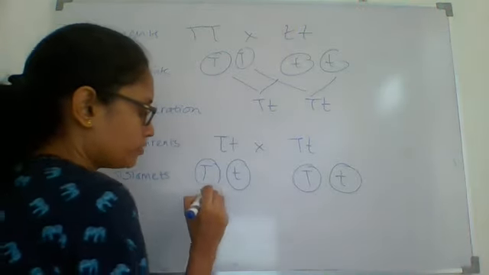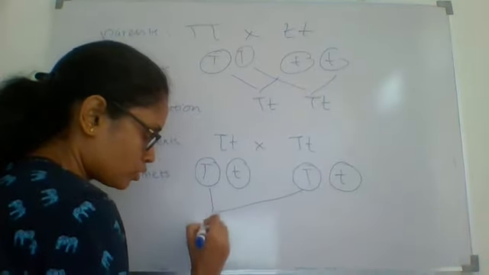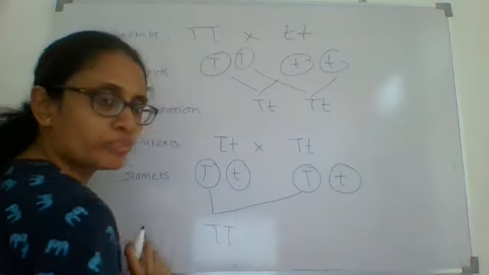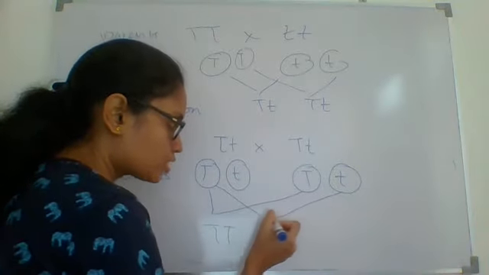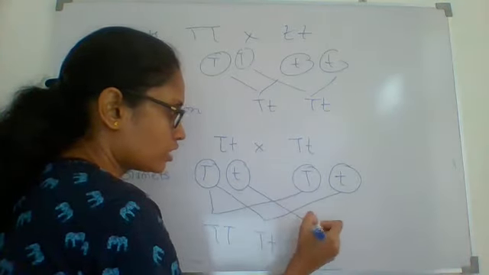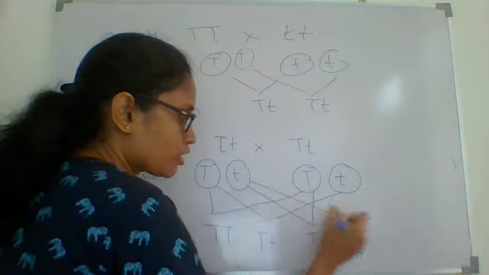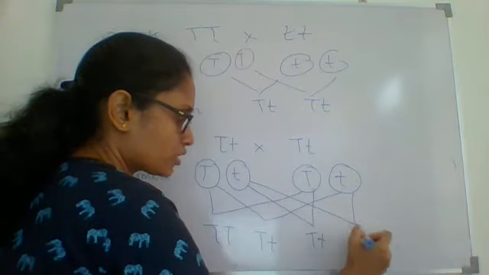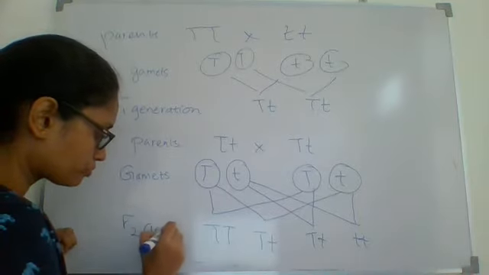Now what is happening? This gamete can combine with this gamete, so it will be Tt. Look carefully. This gamete can combine with this one, so that is TT. This one can combine with this one, Tt. This one, tt, right? So this is the F2 generation.